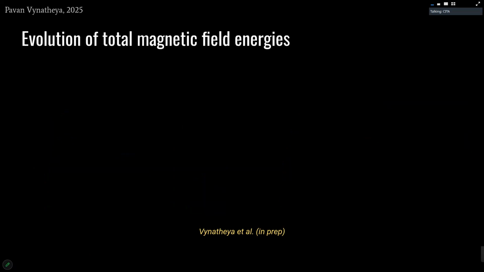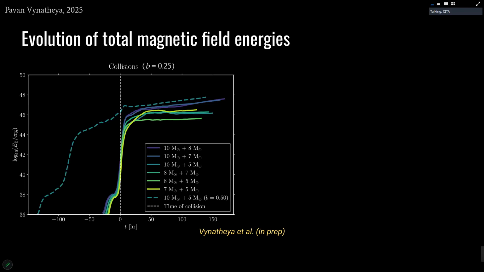And here we show the evolution of magnetic field energies, which are calculated using the magnetic field strengths, with time. Here again, I show the collision plot first on the left. On the y-axis is the magnetic field energy in log scale, and on the x-axis is time. The dashed line shows the time of collision, so everything before that is just the passages. The dashed teal line is for the wider impact parameter, so it takes many more passages to come and collide together to a final product.